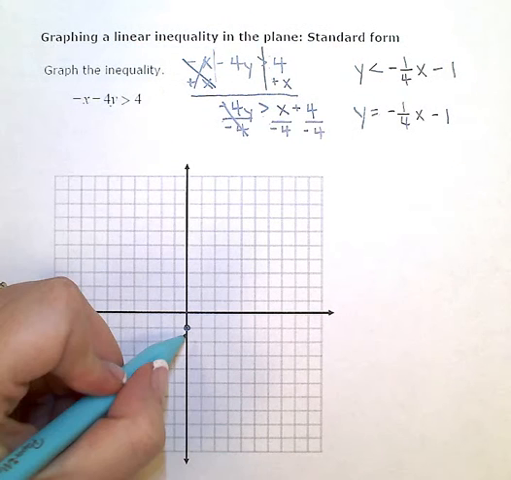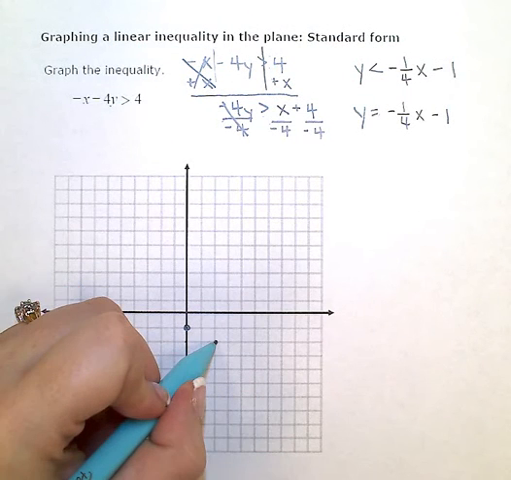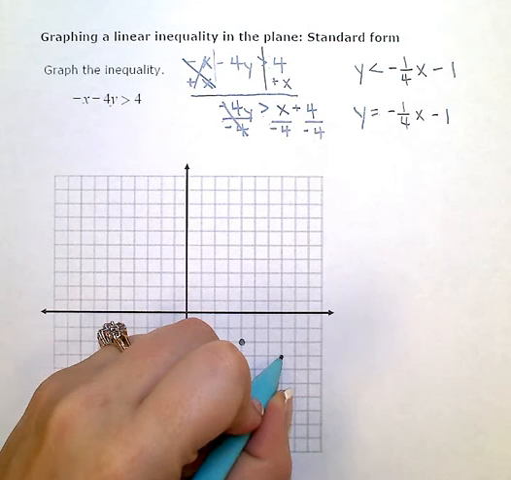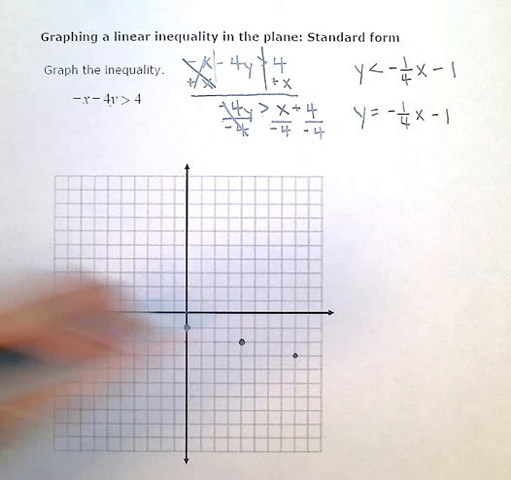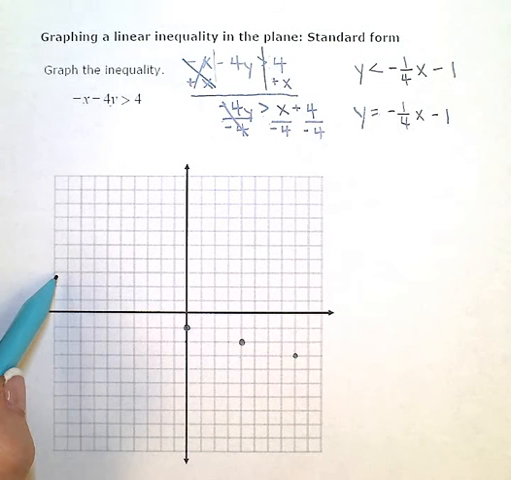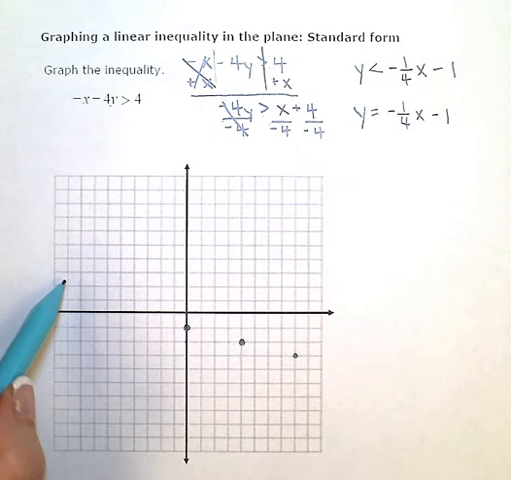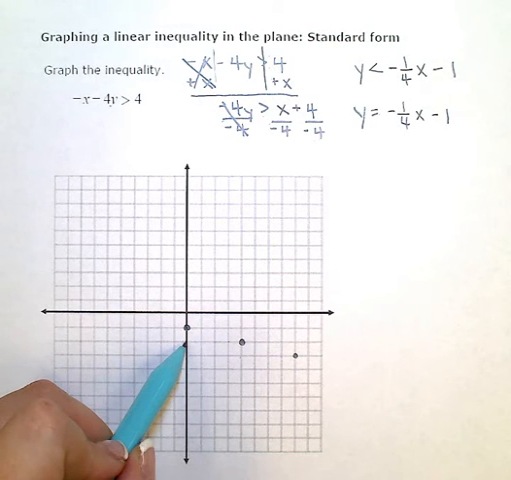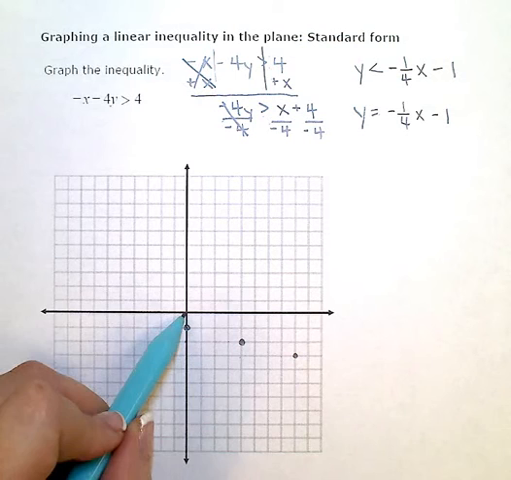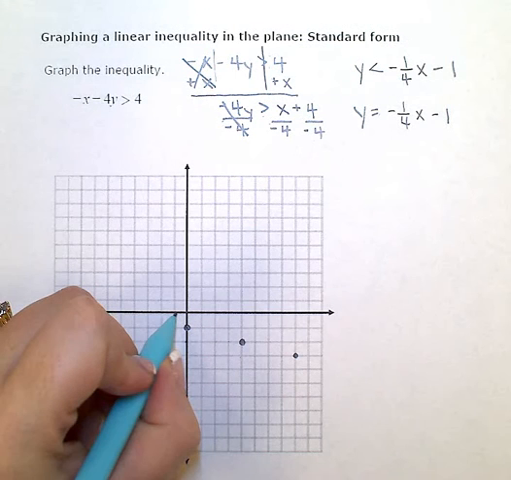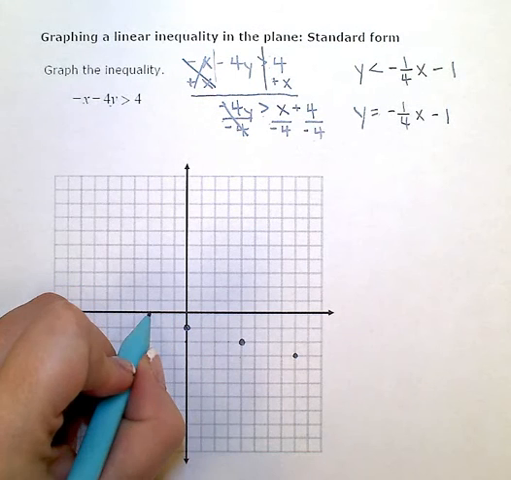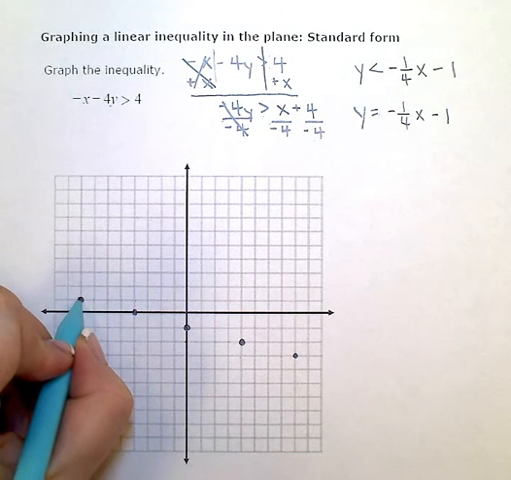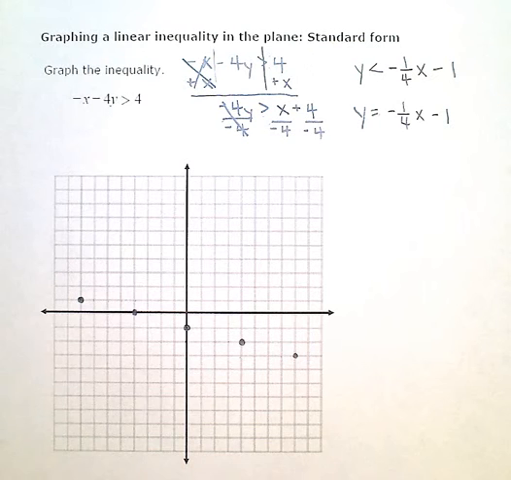So down 1 over 4, down 1 over 4. I'm going to do that a few times. And then to give myself a few more dots out this direction, I'm going to reverse that both ways. So instead of going down 1 over 4, I'm going to go up 1, back 4. So up 1, back 4, up 1, back 4. And now that I have several dots, I'm ready to draw in my boundary line.